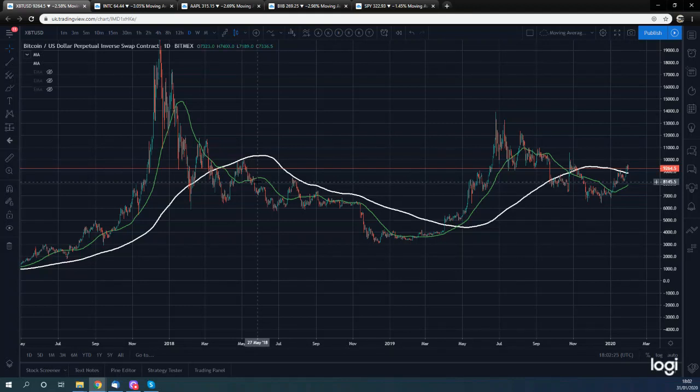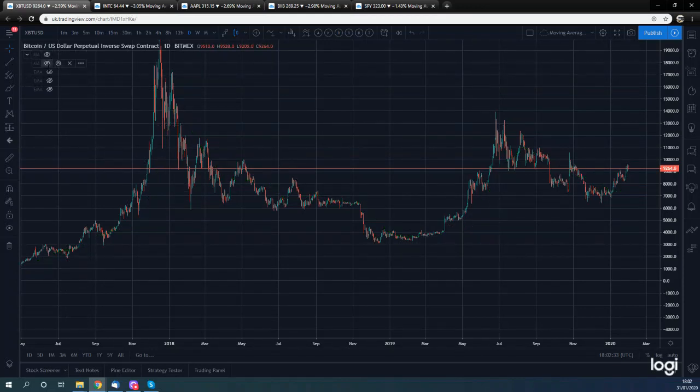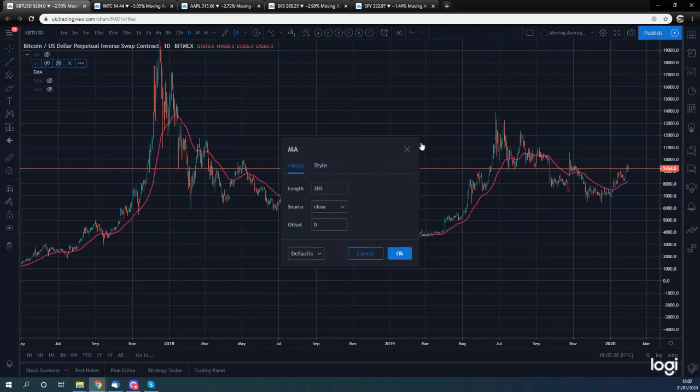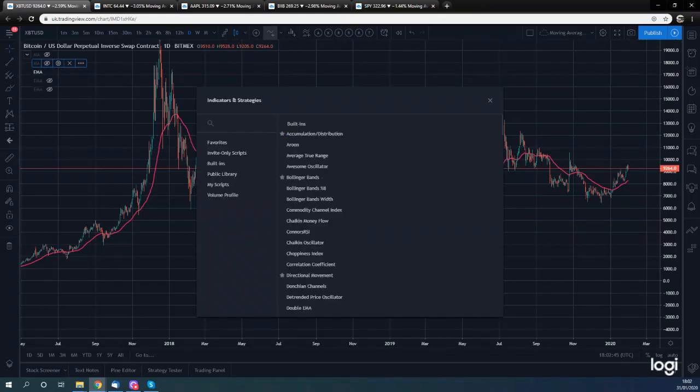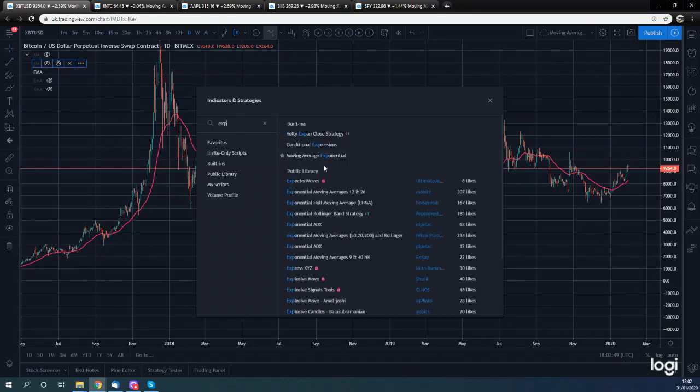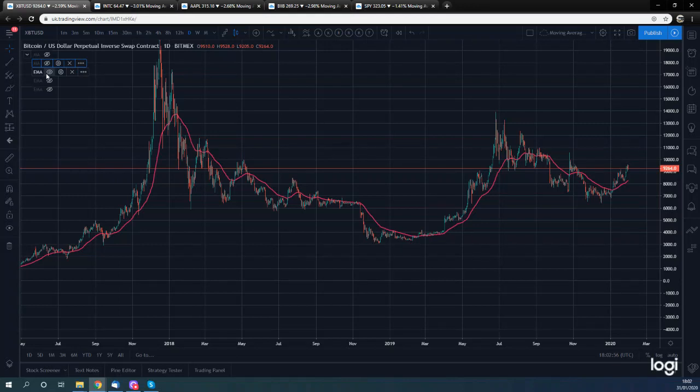So yeah, that is the simple moving average. But potentially a more valuable average to use, if we get rid of these, is what we call the exponential moving average. Again, we can go into our indicators here on TradingView, start typing in exponential, and that will get it on here, moving average exponential. If you click on that, it will bring up an EMA, an exponential moving average.